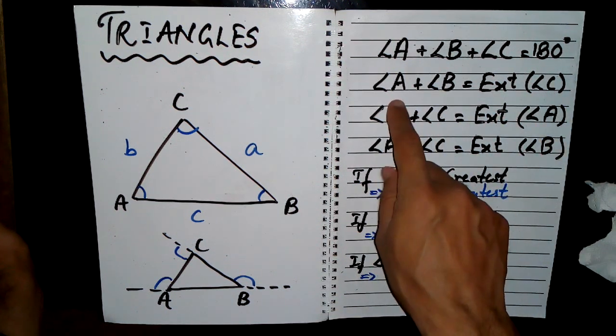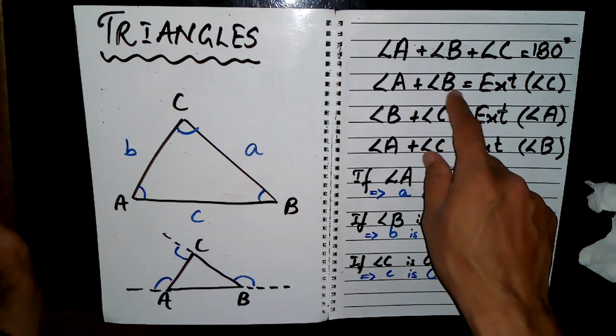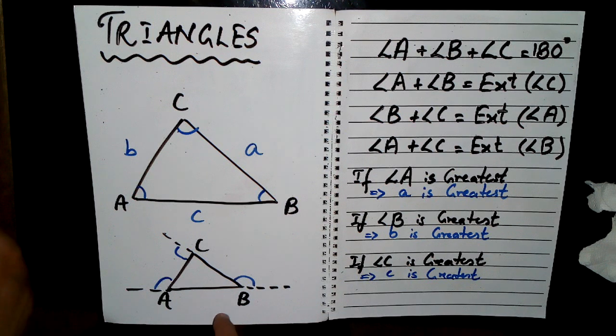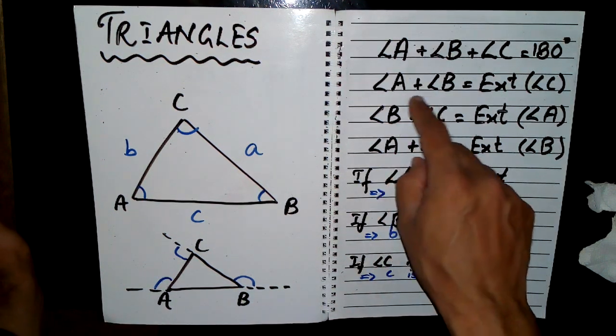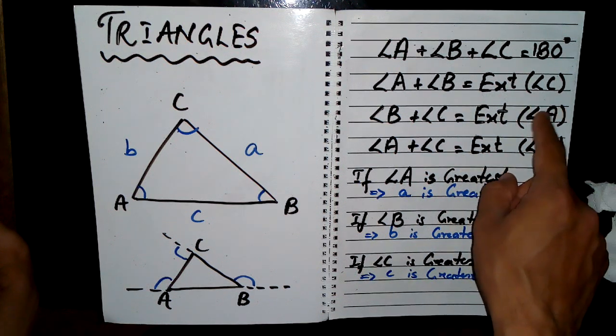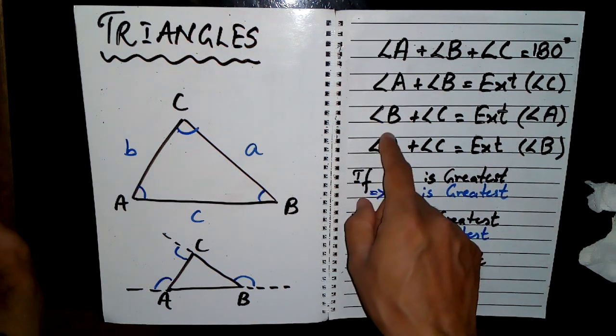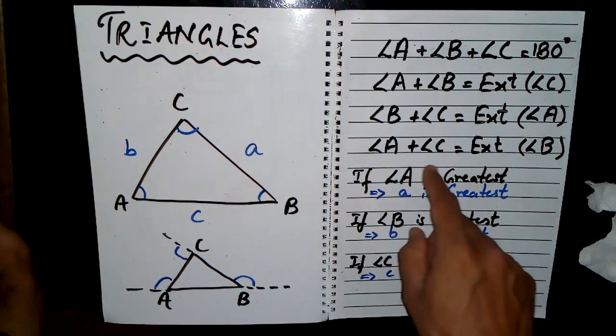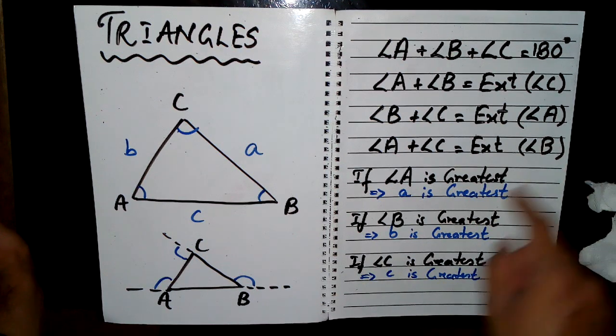If you add up angle A and angle B, you get the exterior angle of angle C. What is the exterior angle of C? If we extend this line, the angle formed outside the triangle is known as the exterior angle of C, like this exterior angle of A, like this exterior angle of B. Whenever we add A plus B, it gives us the exterior angle of C. If we add angle B plus angle C, it gives the exterior angle of A. If we add angle A and angle C, it gives the exterior angle of B.